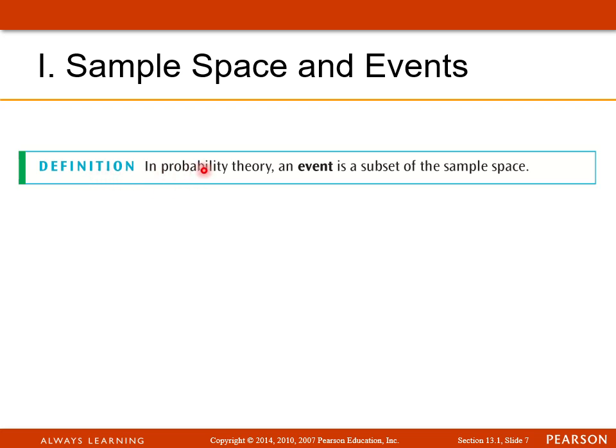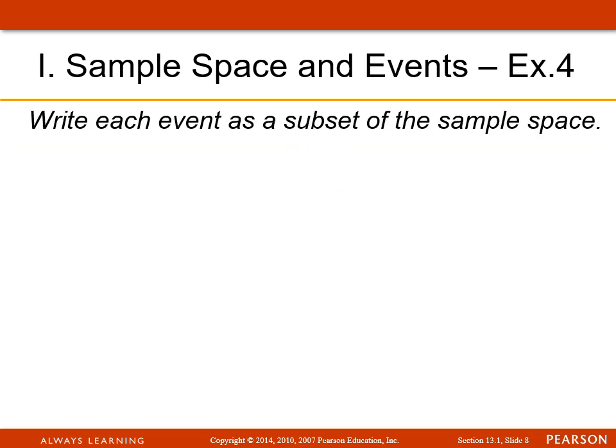Okay, definition. In probability theory, an event is a subset of the sample space. So like on that last example, how many different ways can we roll 12? There was only one sum on the dice that adds up to 12, so 1 out of 36. Okay, so for an event, we're going to look for a specific thing within that sample space.